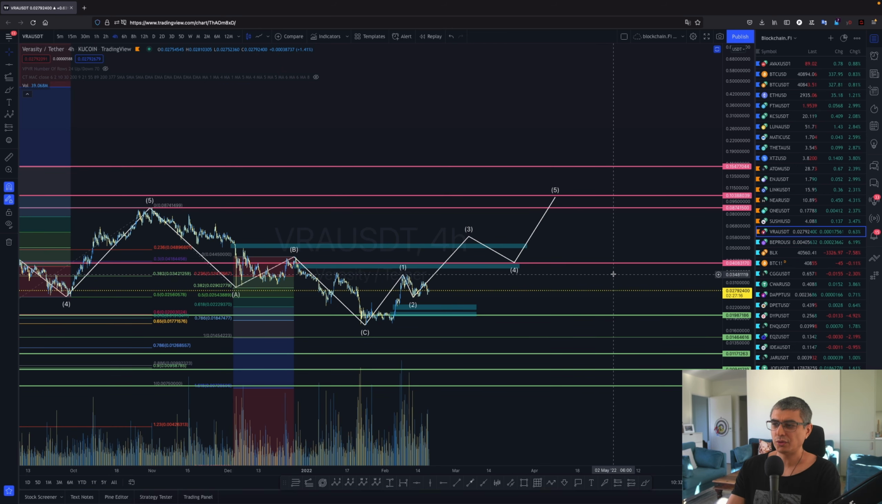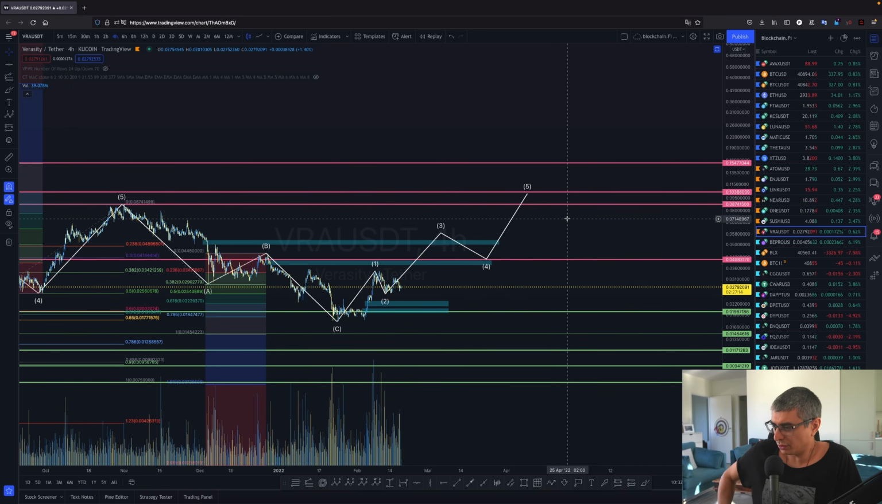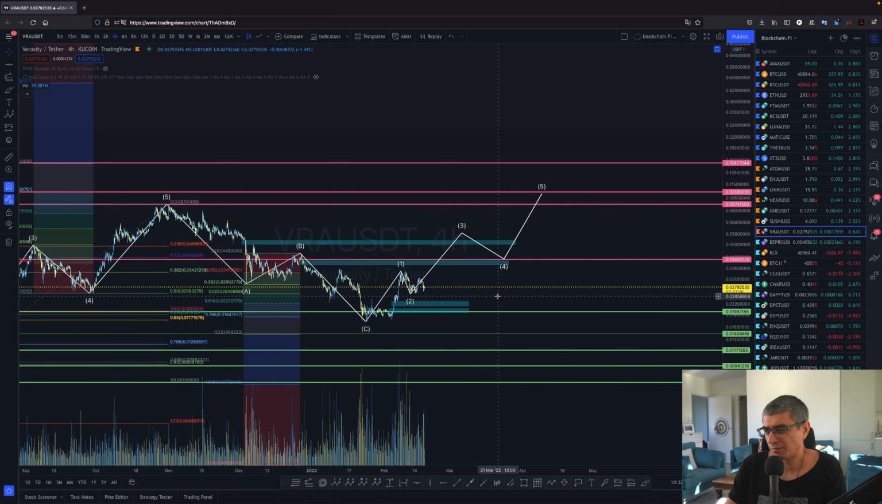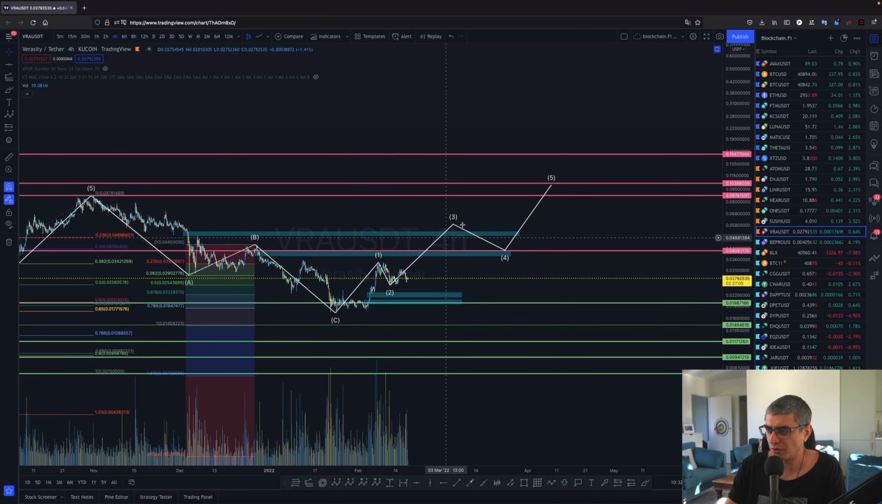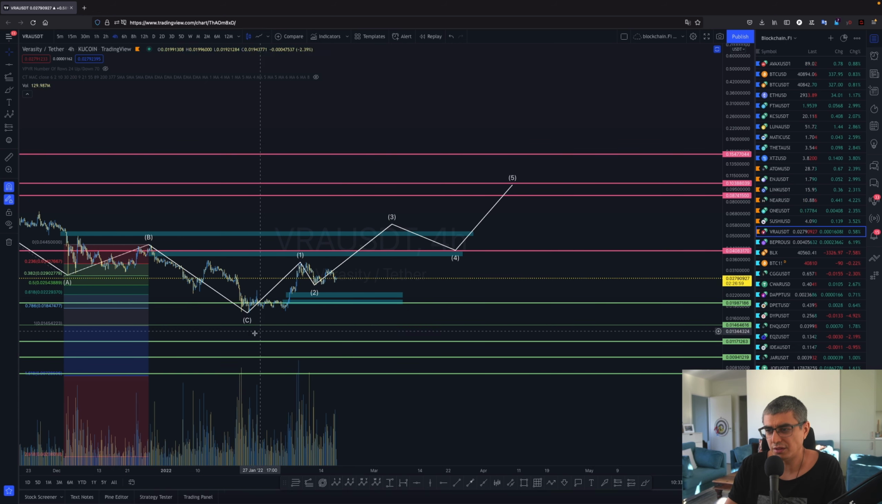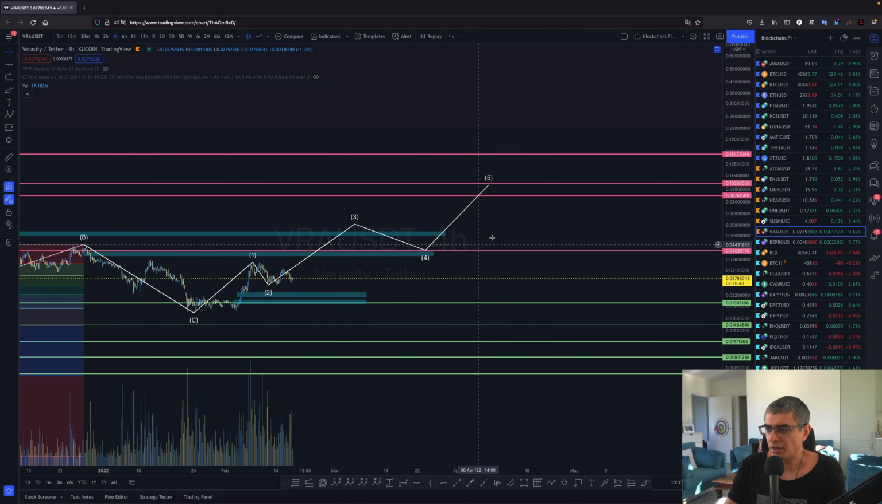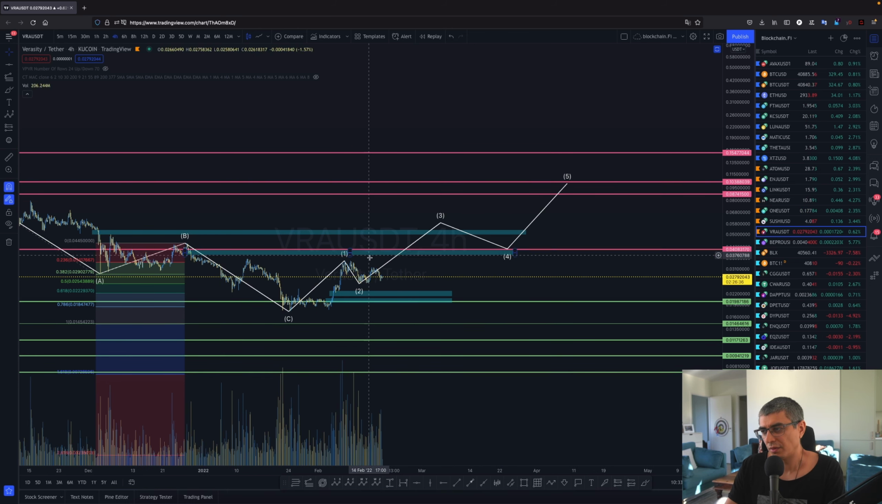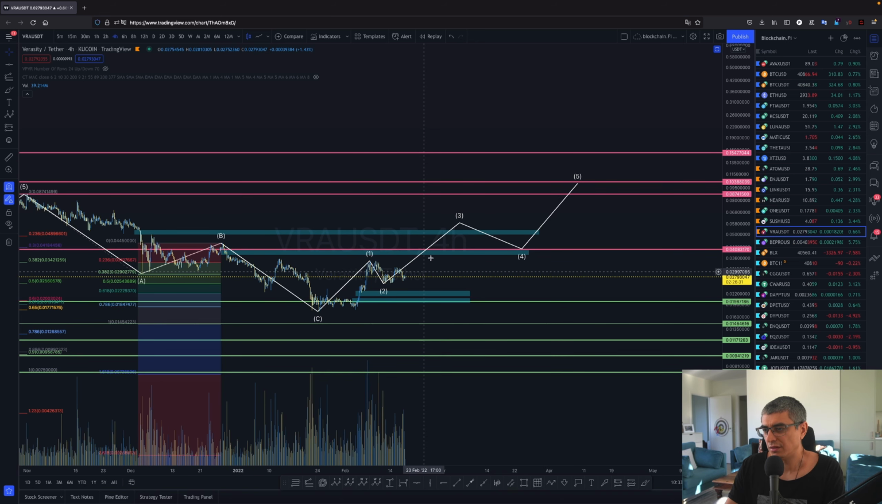So yeah, I don't think it makes any sense to talk about other further areas because these are the most relevant for now. Of course, this can change. The structure I just sketched right here is still not confirmed. This could still be part of wave one, possibly, if this level right here is broken and it falls beneath, or it can be another corrective wave as well. But in order to know that, I need the structure to develop further and to show me the next stages.